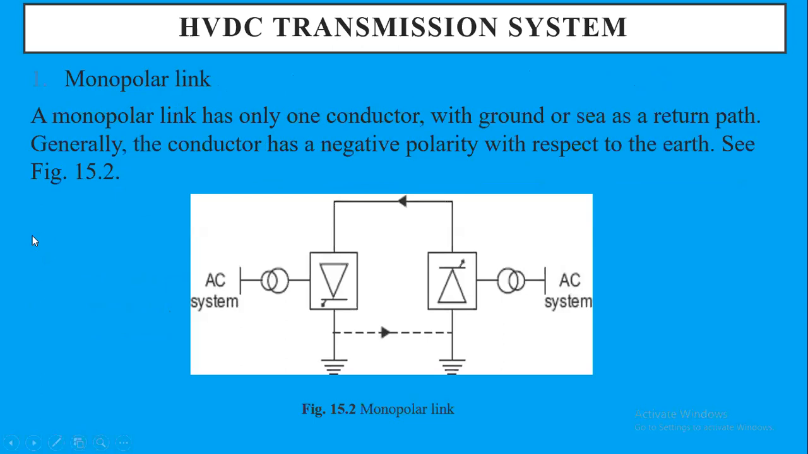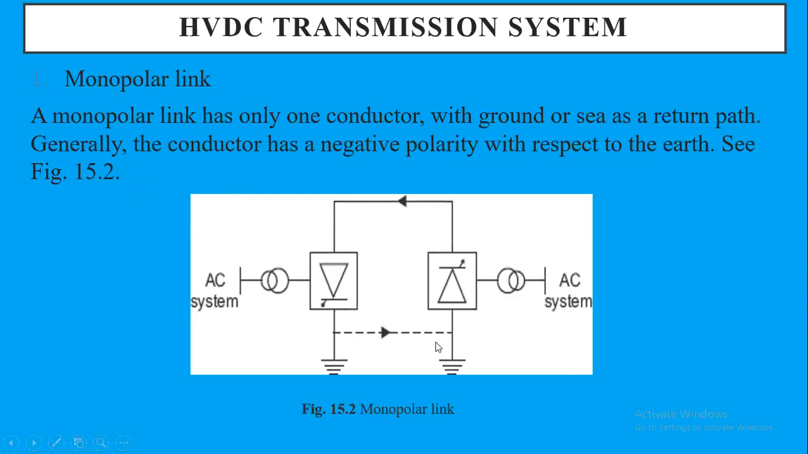The monopolar link is expressed in the diagram below. A monopolar link has only one conductor. You can see one conductor in transmission with ground or sea as the return path. So this one is the return path. Generally, the conductor has a negative polarity with respect to the earth, which we can see in this figure of the monopolar link.